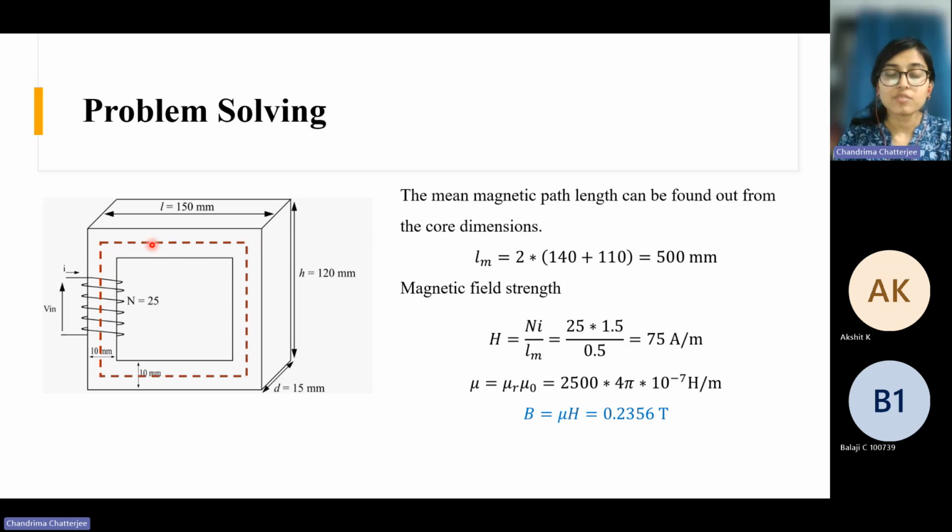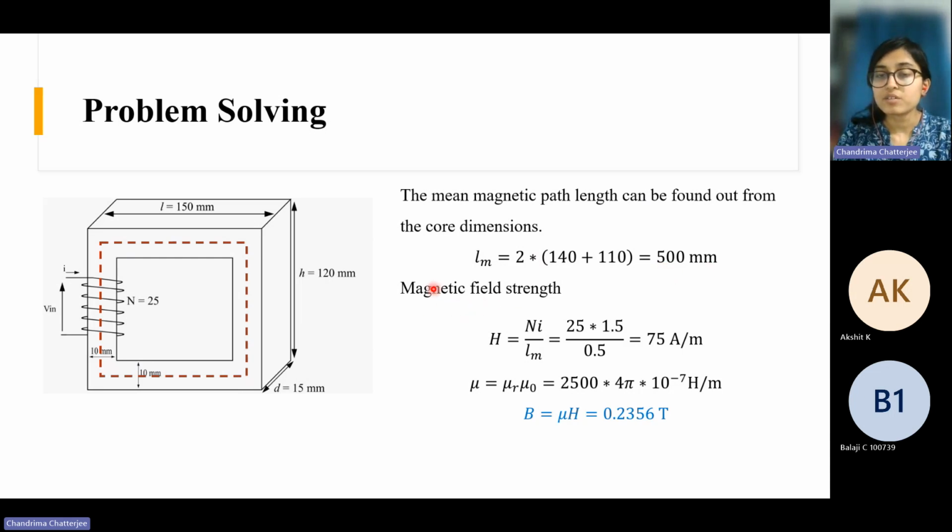So this length is 140. And again this height is 120. So we'll have to deduct 5 here and 5 here. So the mean height is 110. So basically this is the mean path length where the flux travels, right? So that comes out to 500 millimeter.